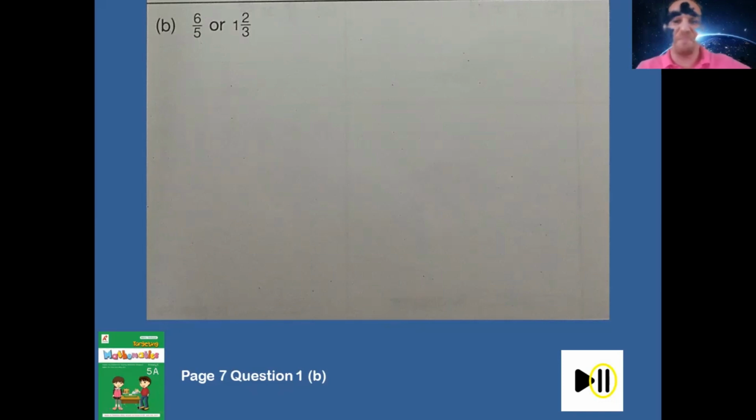Okay, great, and we're back. Let's see, how did I do this one then? Okay, a couple of methods you can use to get the answer for this. I turned 6 over 5 into a mixed number, so 6 over 5, 6 divided by 5 would be 1 and 1 over 5. And we'll compare that to the mixed number 1 and 2 over 3.